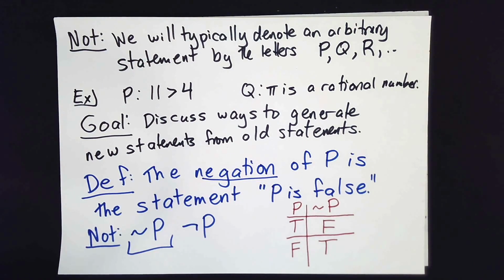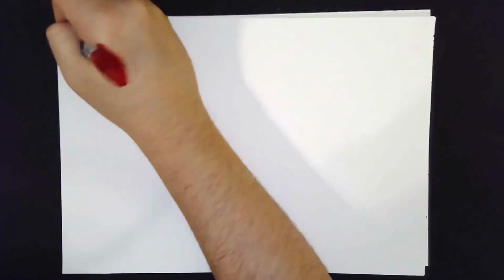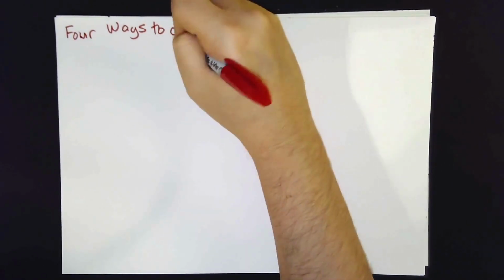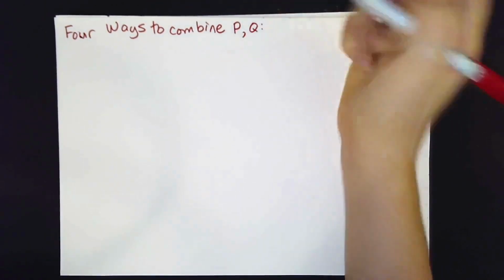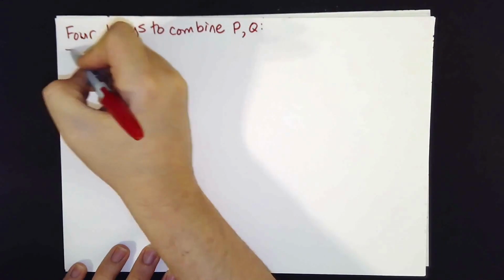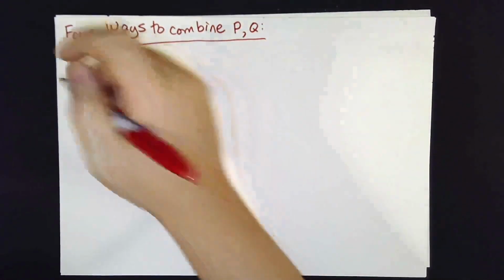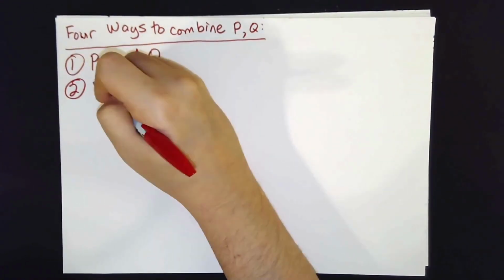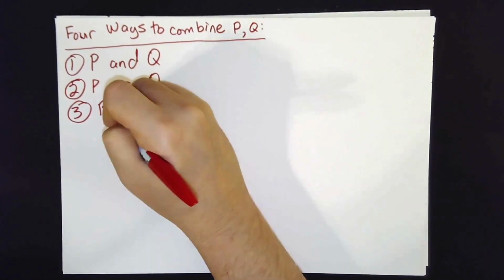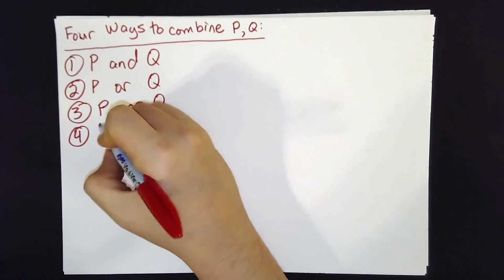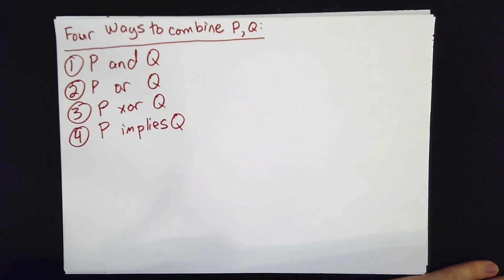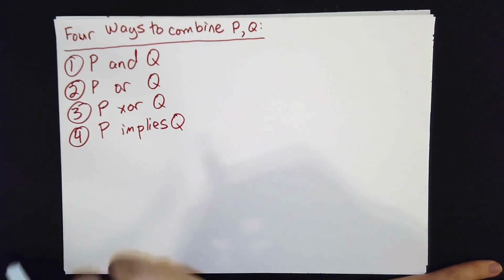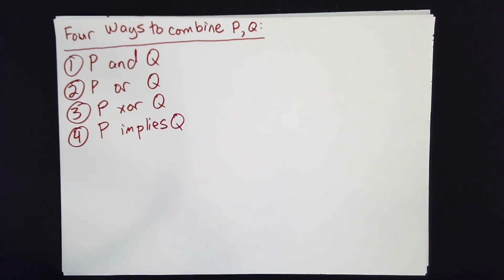Negation is the only thing we're going to do that starts with one statement and gets us a new statement. But we're going to talk about 4 ways to combine 2 statements. I'll call those statements P and Q. The 4 we're going to talk about are P and Q, P or Q, P exclusive or Q, and P implies Q. And most of these have some subtleties, but the nice thing is I can capture all of those subtleties in a truth table.